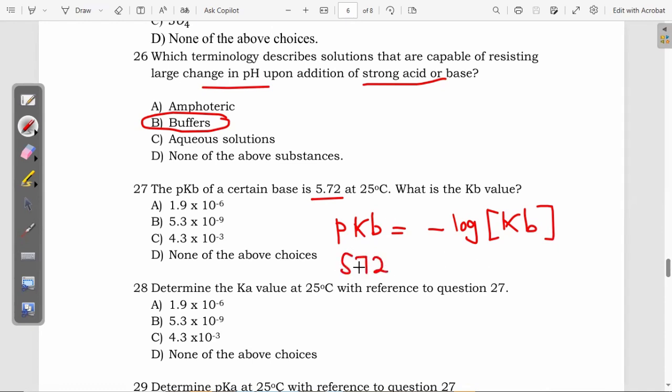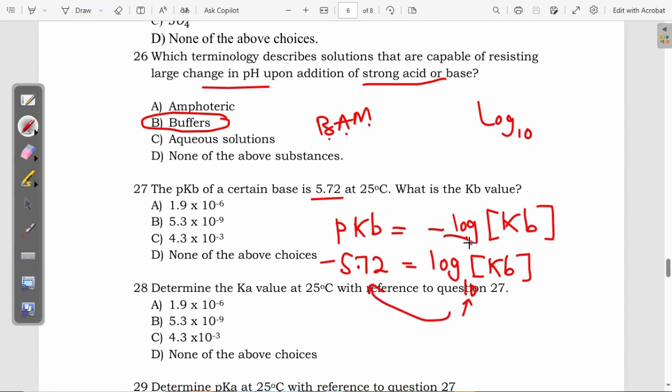5.72 equals, and then I can divide both sides by negative, so it will be minus log, and then I have Kb there inside the brackets. So we know that when you just write log here, it means this is in base 10. Okay, so in math, we learned how to change the log to the exponential. So this one has base 10. So we use what we call BAM. So base to the power answer is equal to what is in the middle. So this is the base, to the power answer is equal to what is in the middle.